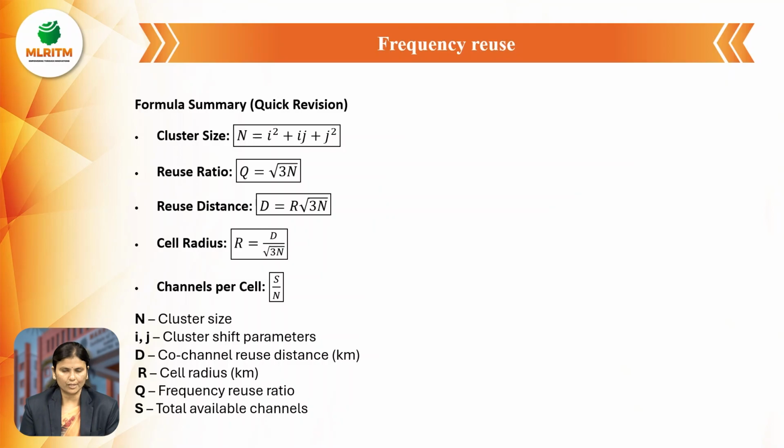The formulas used in frequency reuse are as follows. To find the cluster size, N is equal to i square plus ij plus j square. The next formula is the frequency reuse ratio, Q is equal to root of 3N, where N is the cluster size. The reuse distance, D is equal to R root of 3N, where R is the radius of the cell and N is the cluster size. The cell radius, R is equal to D by root of 3N, where N is the cluster size and D is the distance between the cells. The channels per cell is the total channels divided by the cluster size.